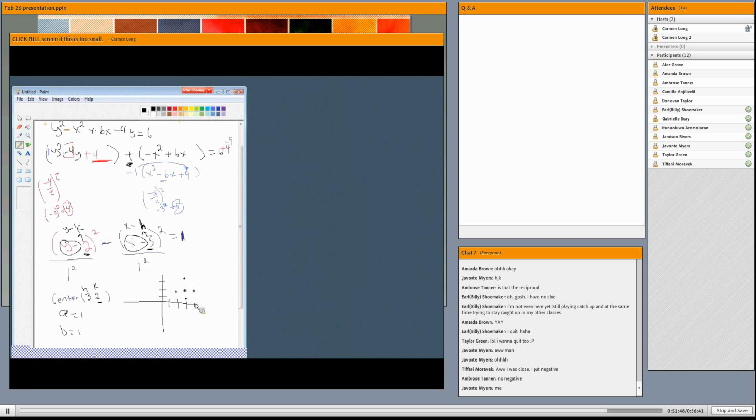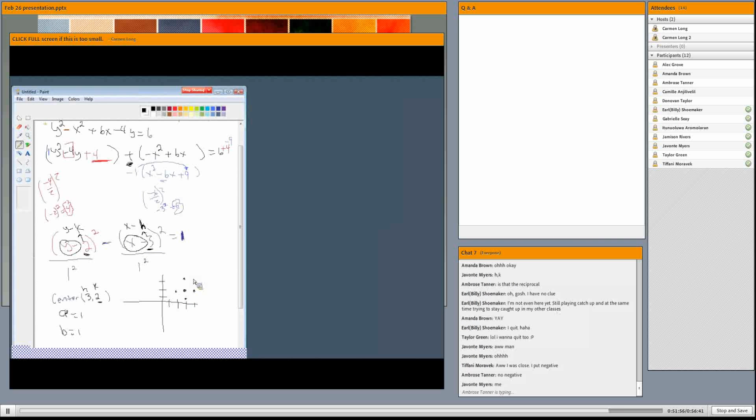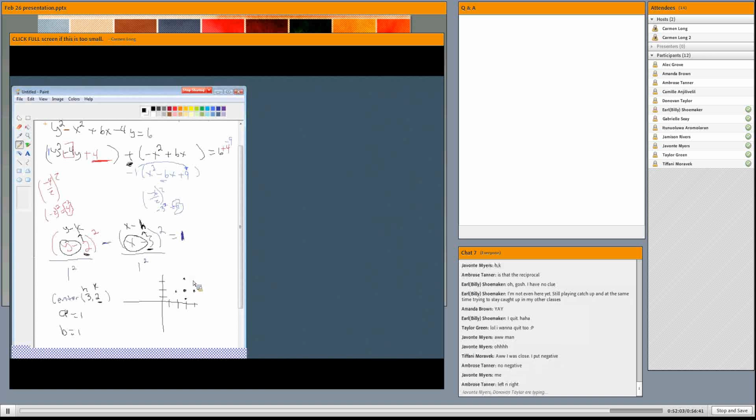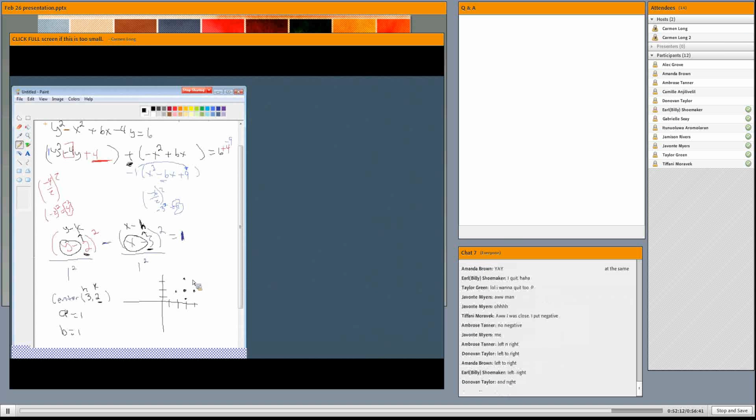But it's not an ellipse. So is this one going to open up and down or left and right? What do you think? Remember, with hyperbolas, it's what's first. The Y is first, so it's going to open on the Y-axis.